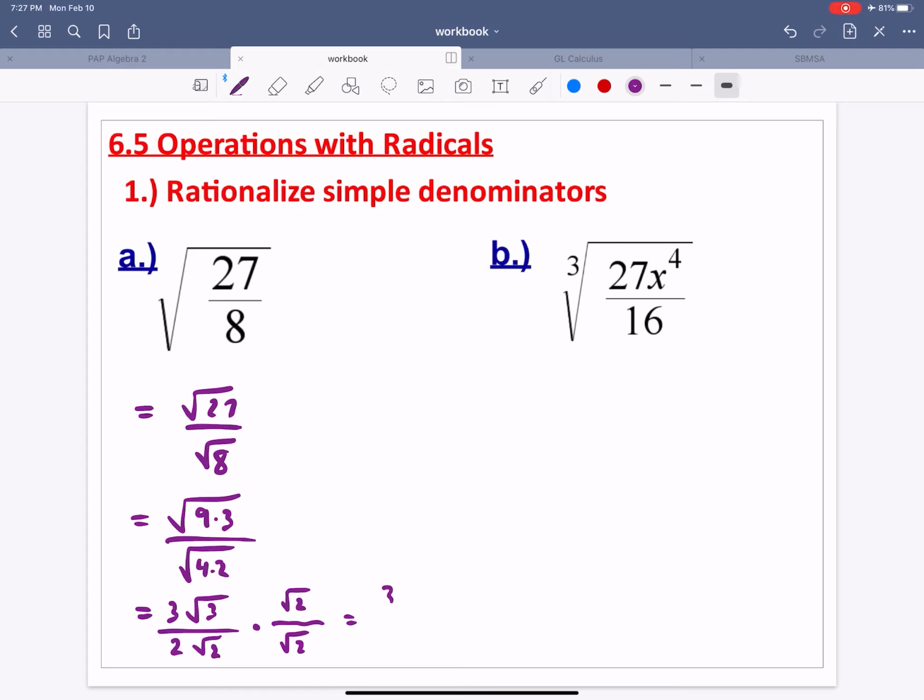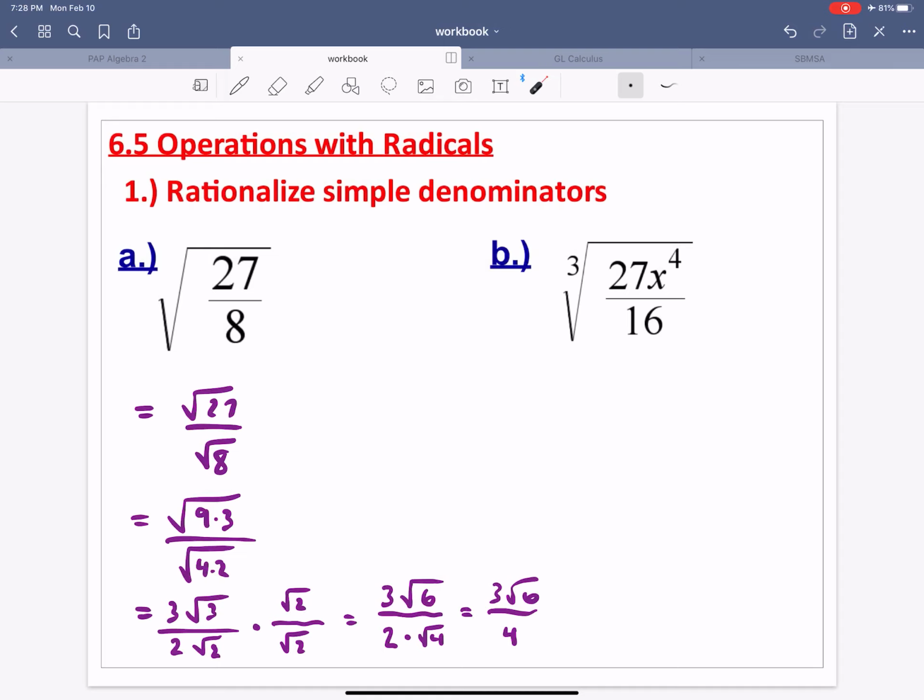So the top would become square root of 3 times the square root of 2, all over that first 2 that you had, multiplied by the square root of 2 times the square root of 2, which is 4. When we multiply those together, we get 3 root 6 on the top, all over 2 times 2, which equals 4. So that's pretty easy.